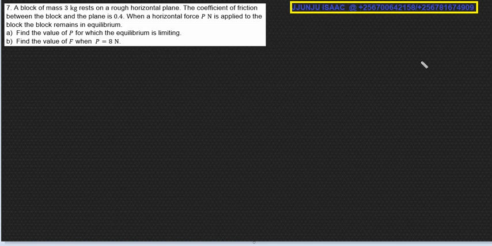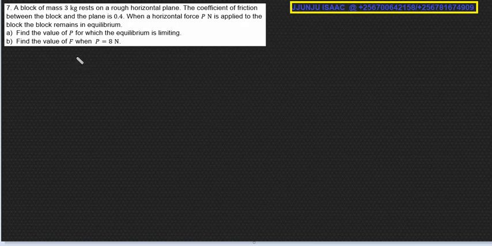Hi, in this video we are going to look at a particle in equilibrium, but when there is an influence of friction. So we are seeing that a block of mass 3 kg rests on a rough horizontal plane. Now this word rough means friction exists, and the coefficient of friction between the block and the plane is 0.4.